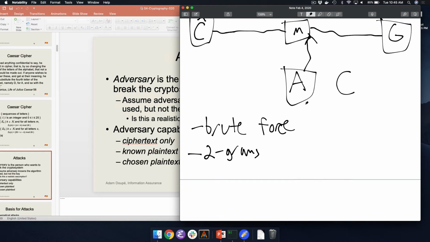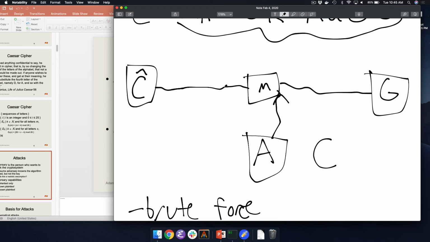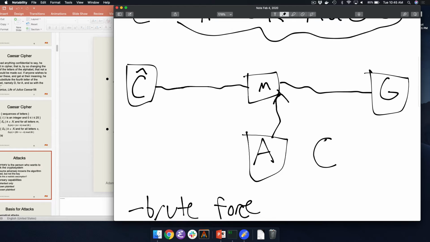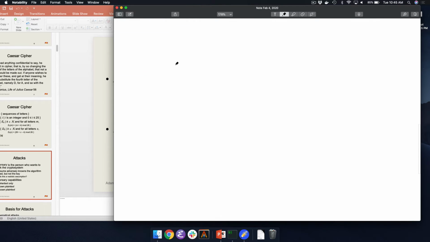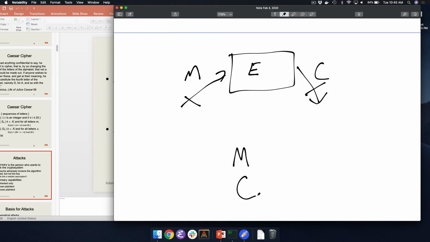Okay. So in this scenario, I was able to steal the message. What if, I'm going to make a big box called E. It's going to stand for encryption. So I have a message coming in on one side and ciphertext coming out. What if I can't break into this box? It's a very well secured hut, back to our Caesar days. But as an attacker, I'm able to steal both the message and the ciphertext. So I have the message and I have the ciphertext.